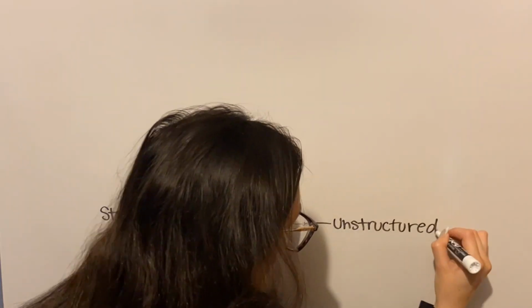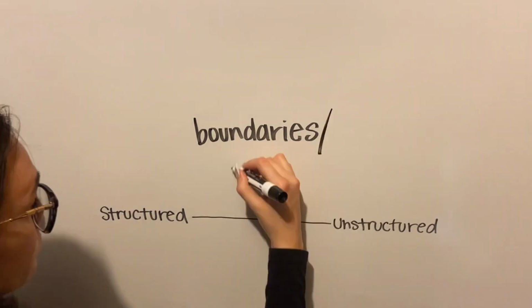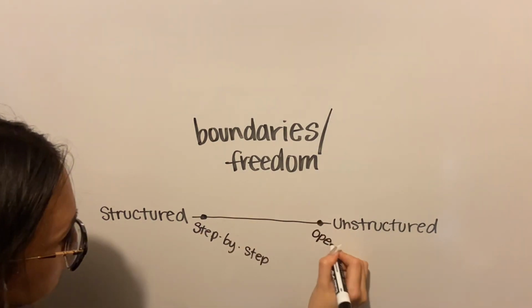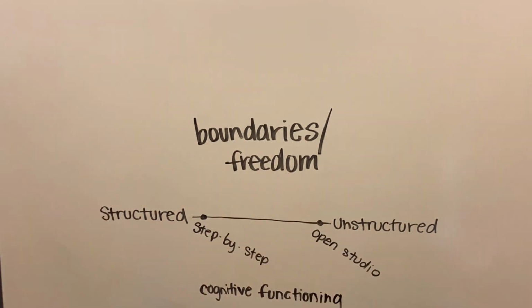Lastly, structured to unstructured refers to the boundaries addressed to the client to complete a given task. This basically means how much freedom is the client given to create. Or is it more specific? Do they need structure? An example of this would be a step-by-step administered activity versus an open studio. This relates with cognitive functioning.